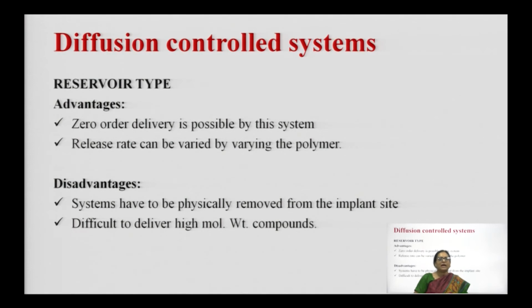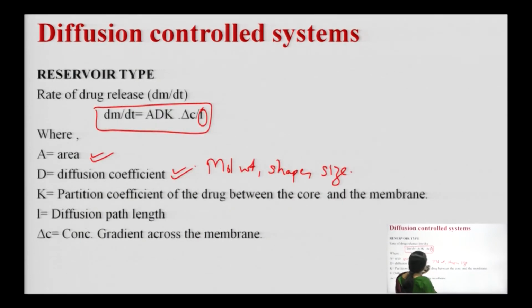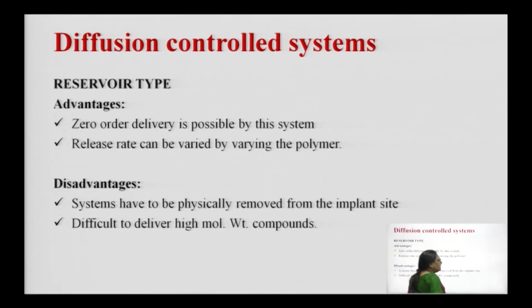The main disadvantage of reservoir type of systems is that these systems have to be physically removed from the implant site, and it is difficult to deliver high molecular weight compounds, as shown in the earlier slide, because the diffusion rate depends upon the molecular weight of the drug. So, they will be difficult to formulate for high molecular weight compounds.